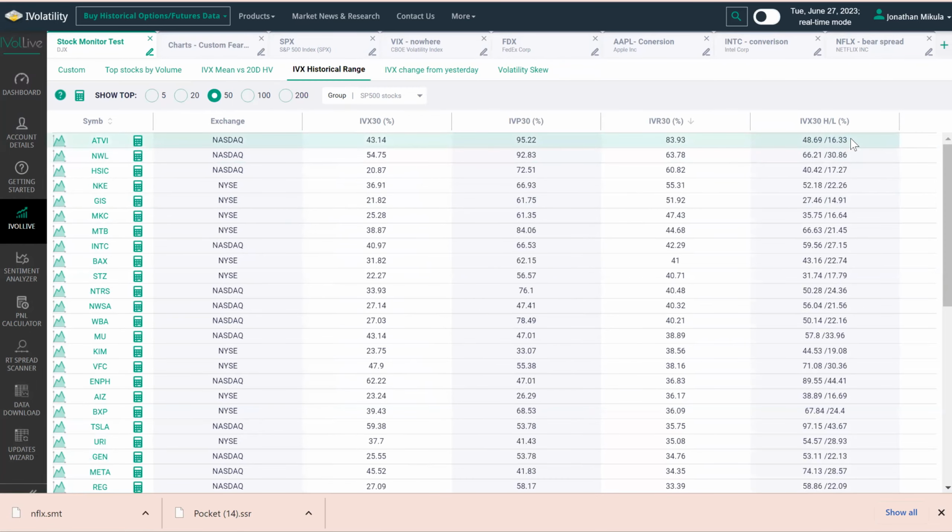IVX historical range, this is like a 52-week range for a stock. So it's, in this case, a low of 1633, a high of 4869. This is important because it puts everything in perspective, because if you get an IVX reading, it's like, well, what does it mean? Is it high? Is it low? I don't know. And the way you do that is you put it in context by looking at its range. And in this case, we could see for Activision, it is high relative to its historical range. And so that's again why I used that as an example last week.